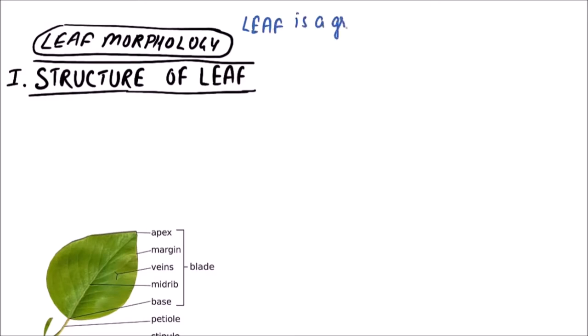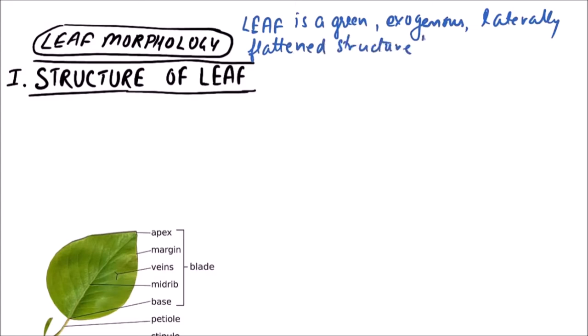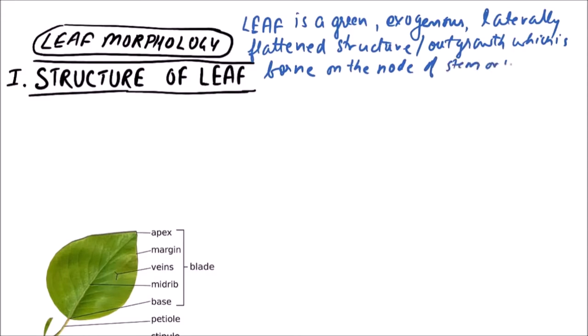Leaf is a green, exogenous, laterally flattened structure or outgrowth, which is borne on the node of stem or its branch. It is specialized for photosynthesis.